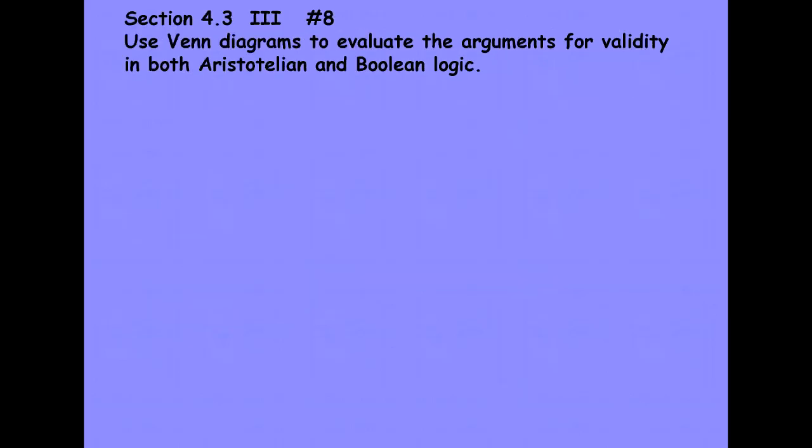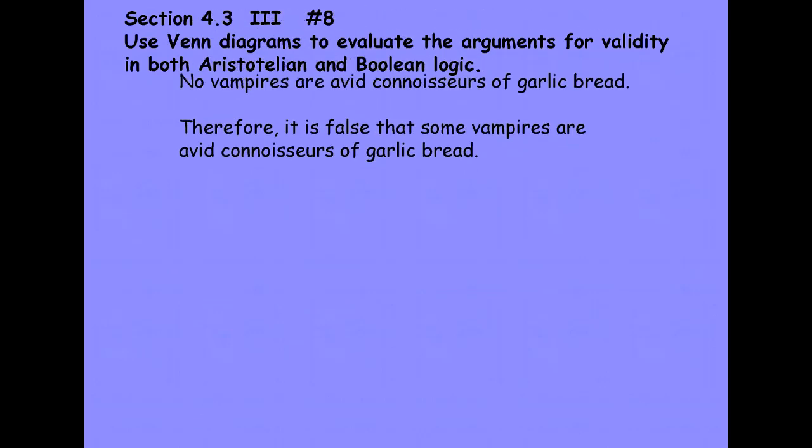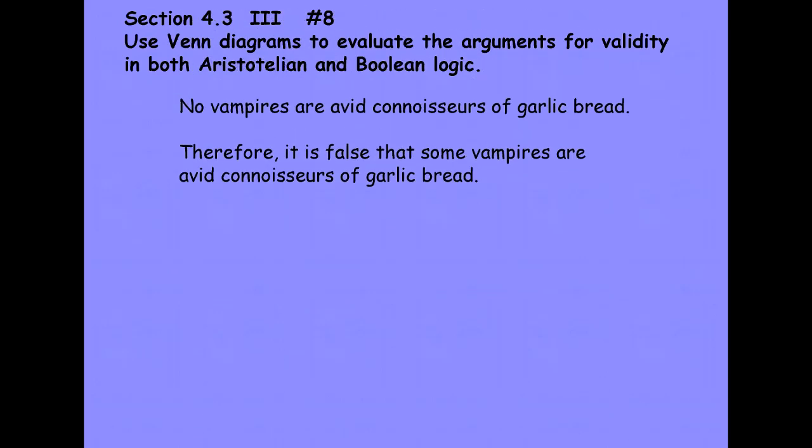Let's go ahead now and look at that argument. We'll start off with our premise diagram here. We write our two circles in, overlapping. So there's an area that's just vampires, there's an area that's just connoisseurs of garlic bread, and there's an area that is both. We indicate that it's the premise diagram. Our subject class is the left, our predicate class is the right.